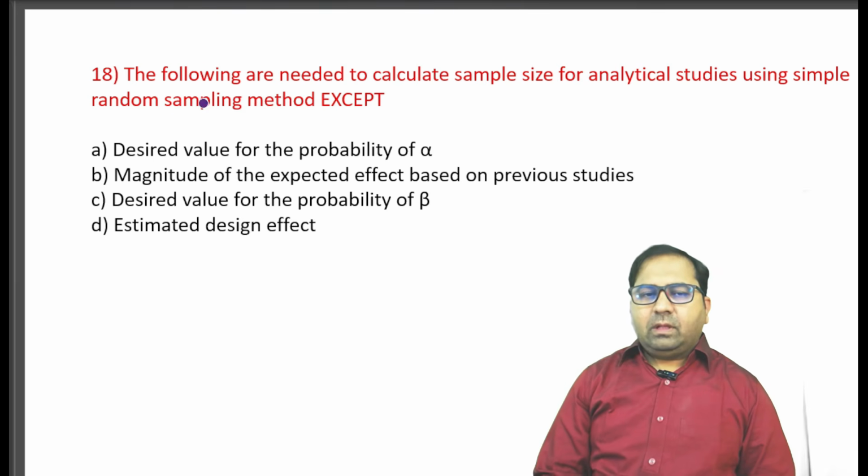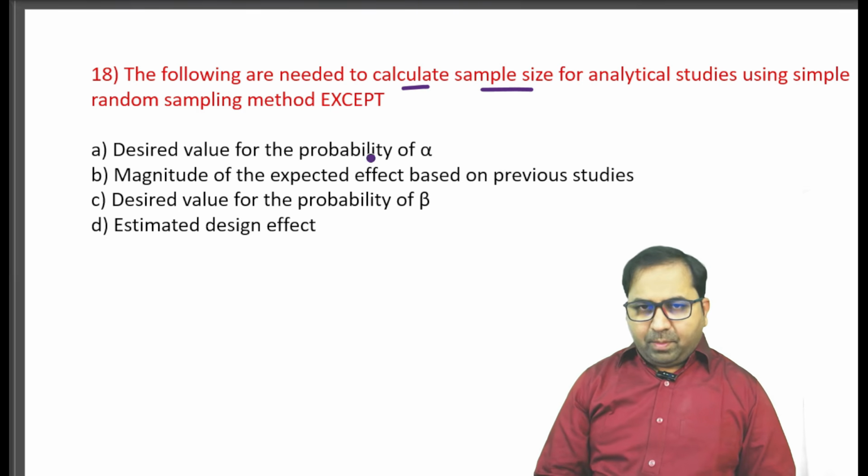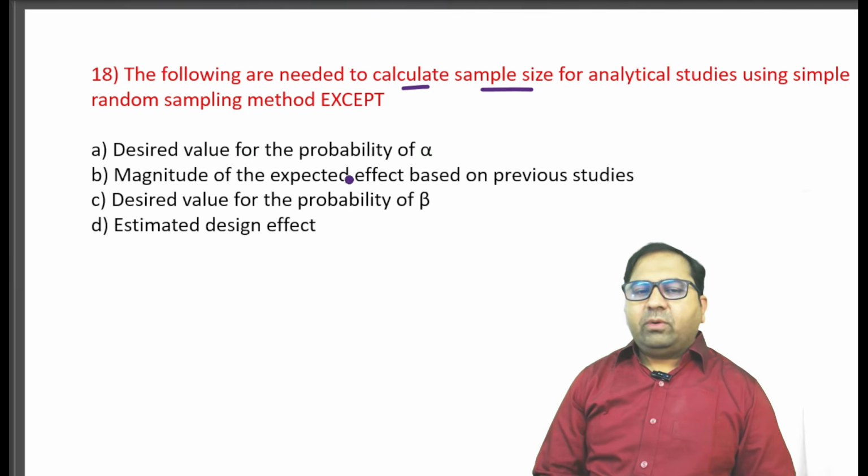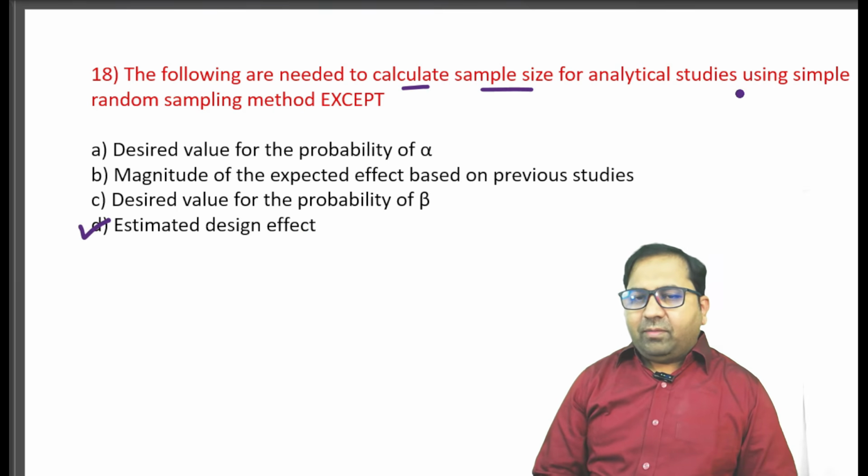Let us see the next question. The following are needed to calculate the sample size for analytical studies using simple random sampling method, except: A, desired value for the probability of alpha; B, magnitude of the expected effect based on previous studies; C, desired value for the probability of beta; or D, estimated design effect. The answer is very simple. You don't require an estimated design effect whenever you are using simple random sampling method.